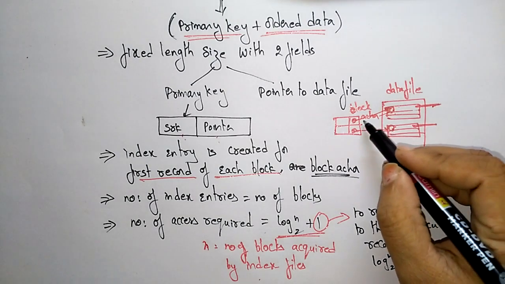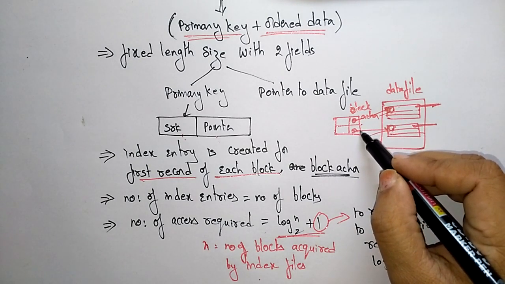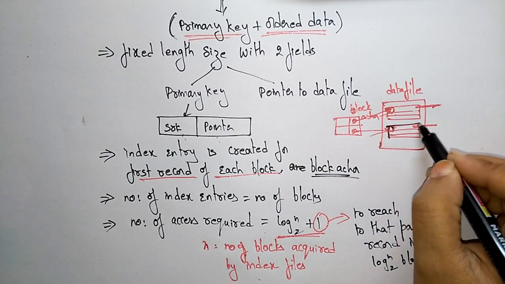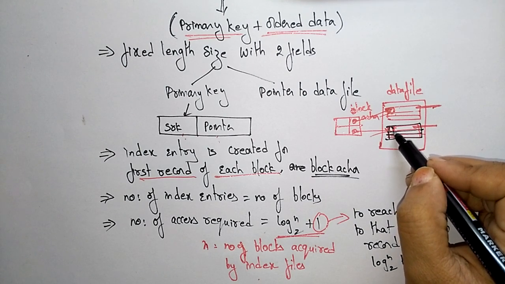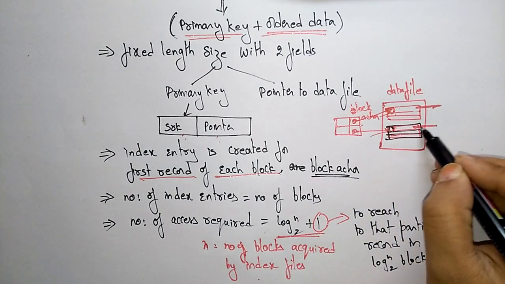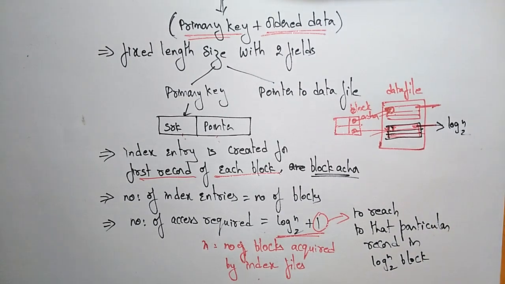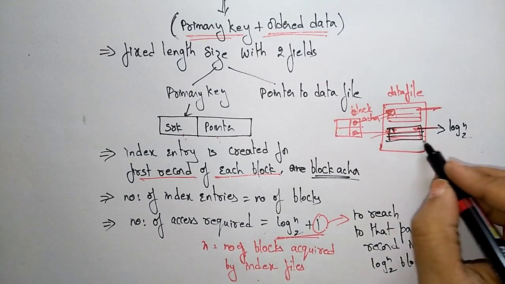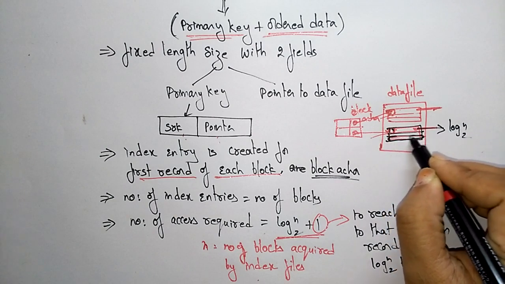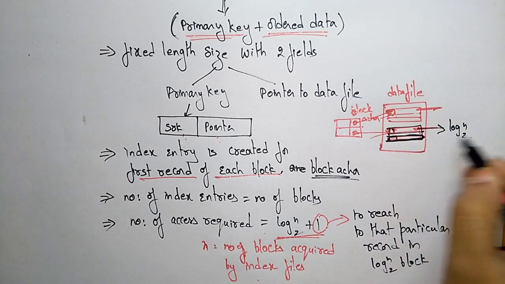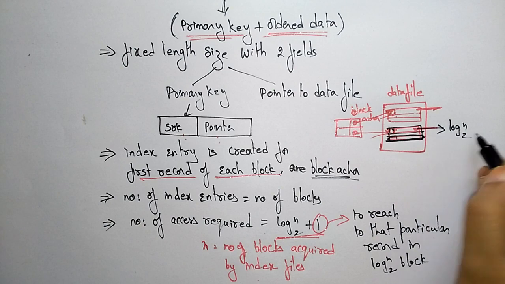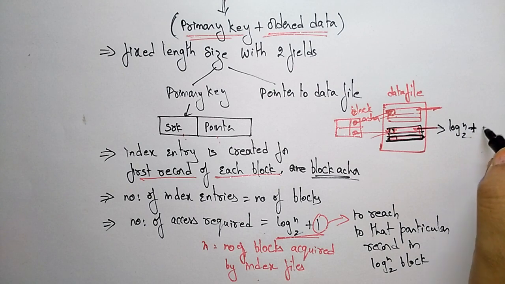Suppose the value we are searching for, the search key, is present in this block. Only the starting record, the block anchor, will be there. So up to here the search is log n to the base 2. Now our value is present in the third place, in the second record. So for searching the next two or more records, one extra step is added. That's why we are adding one more search, plus 1.